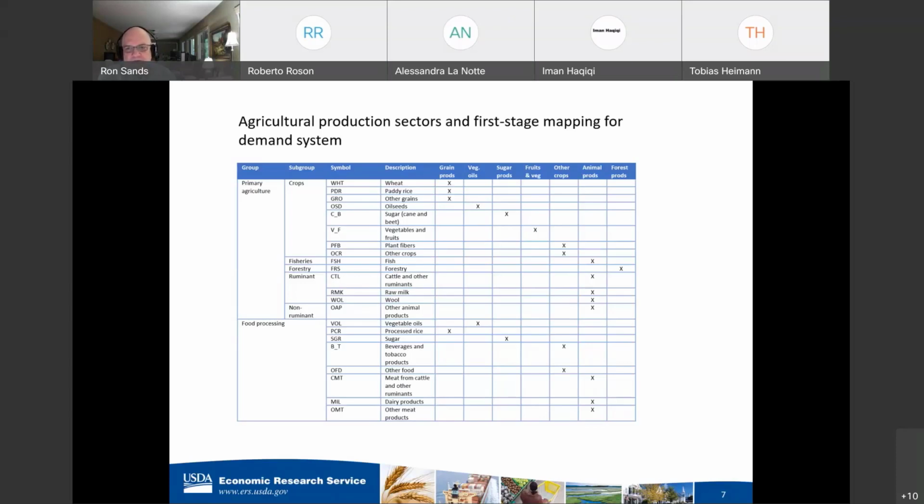So animal products are just one category in the first stage, but in the second stage, it's actually a constant elasticity of substitution within that category. And so even though total animal products may be constrained by the linear expenditure system, in the second stage you can actually substitute among these animal products.